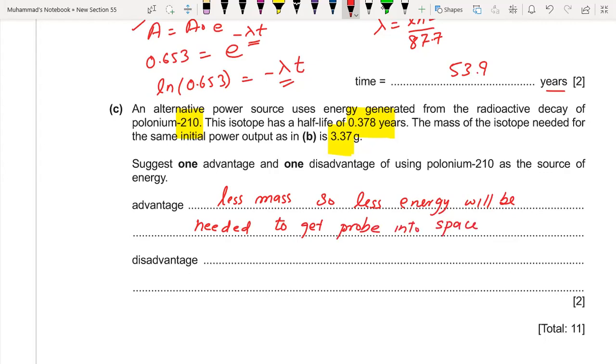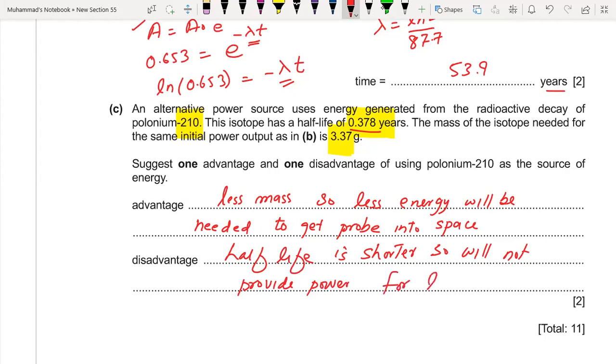What's the disadvantage? Half-life is very small. Half-life is shorter, so it will not provide power for long enough. This is the main disadvantage.